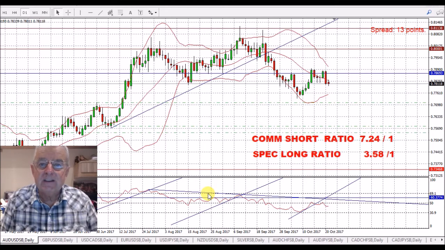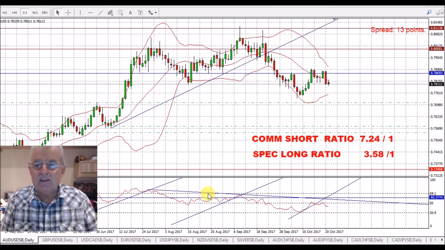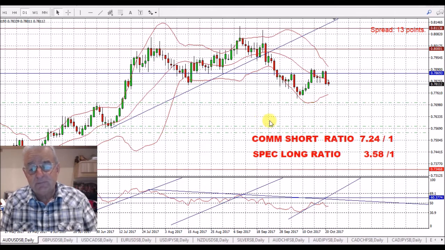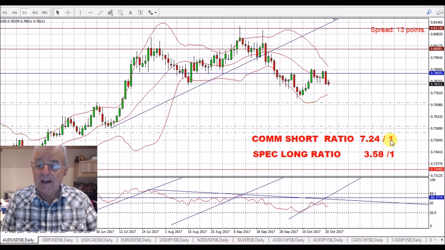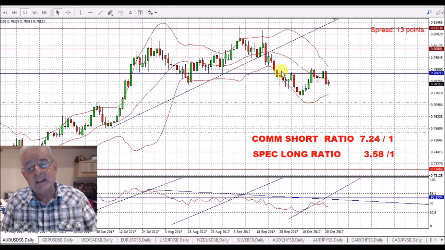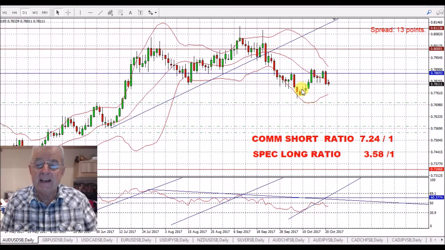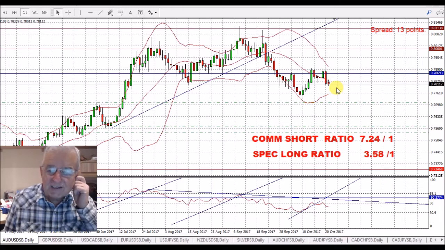This is Monday the 23rd of October, and it's just after 10 o'clock, and we're going to start with the Australian dollar, US dollar. The commercials have a short ratio of 7.24 to 1. This is very close to an extreme. We've come off the highs, and we've seen the Australian dollar fall back down. We had a little bit of a rally back up, and Friday and today we've seen a couple of little candles down.